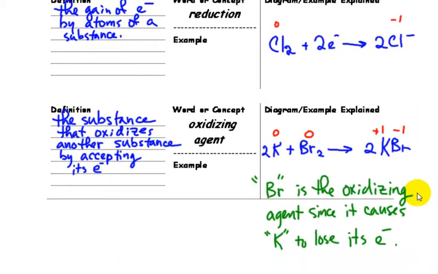Oxidizing agent is the substance that oxidizes another substance by accepting its electrons. So for example, potassium goes from 0 to +1. It was oxidized. What caused it to become oxidized? Bromine, because bromine accepted the electron from it.